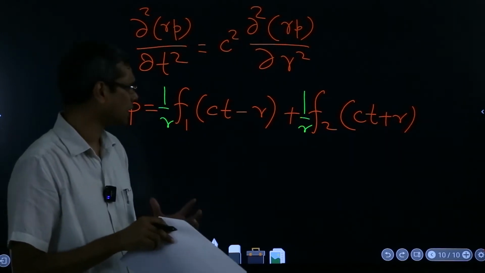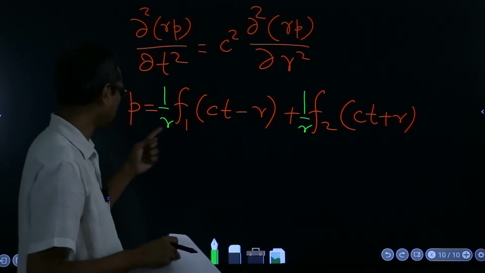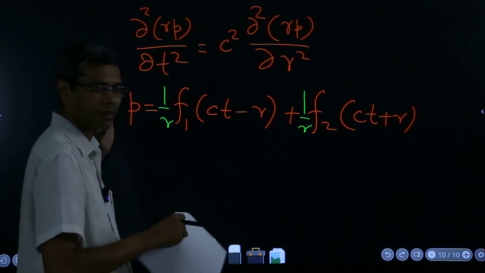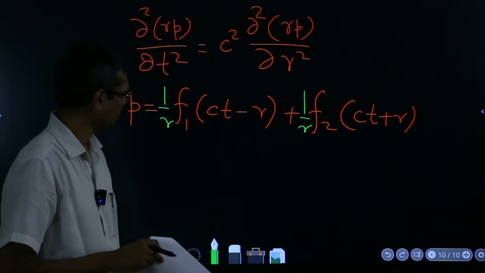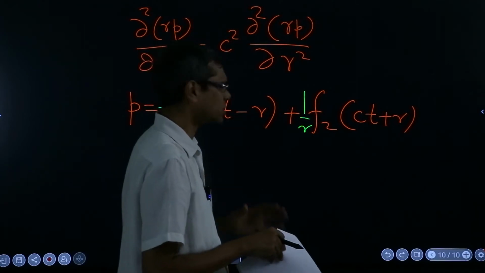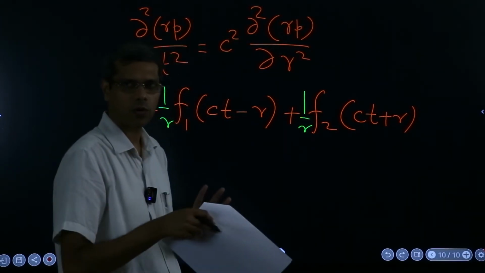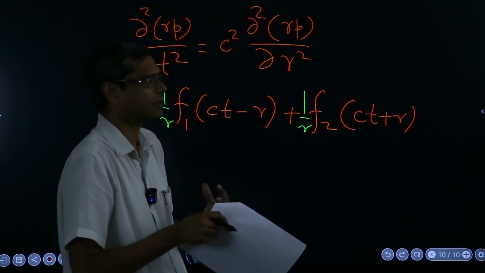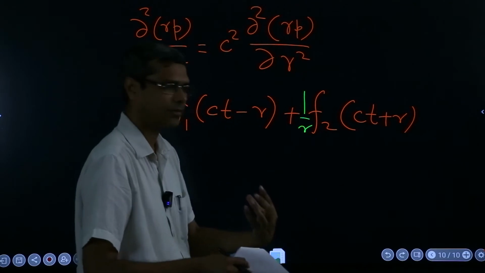Any physical source which produces sound has to be of finite size, otherwise this will make the pressure infinite. This is 1 over r. And one more thing, our main aim is to study the radiation of sound, or the generation of sound, from a spherical wave.